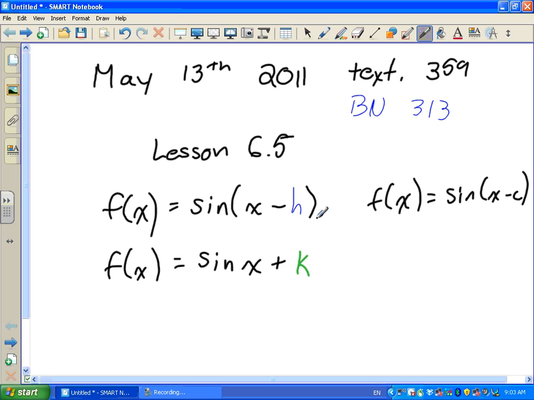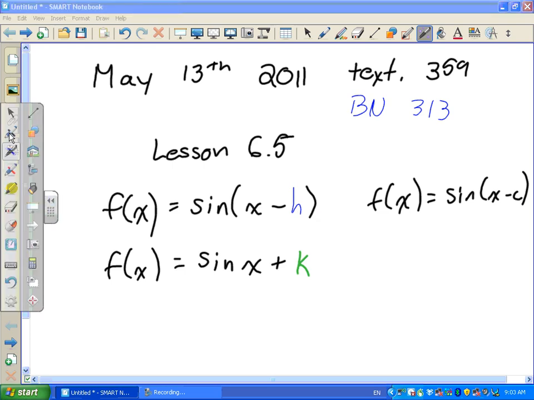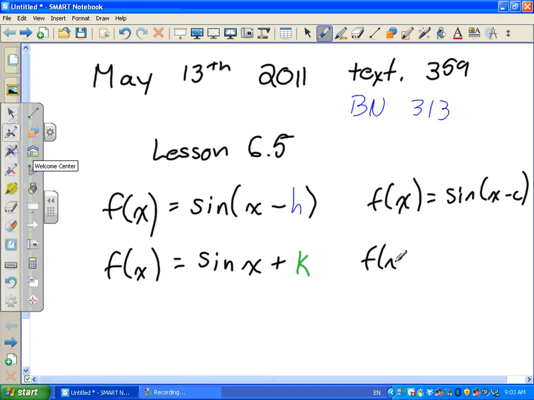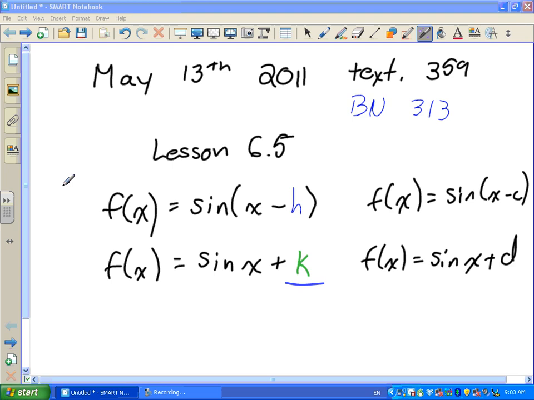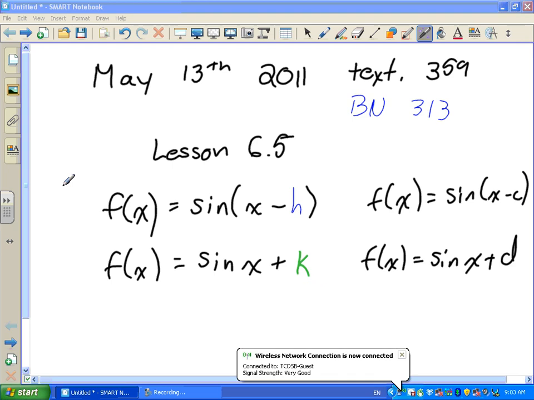They also use the letter d. Sine x plus, and they have the letter d. I've replaced it with k. Do you guys remember what k does? Up and down. Not diagonal. Up and down. So, if there is a number in the place of k, that means the sine wave is going to move up and down.